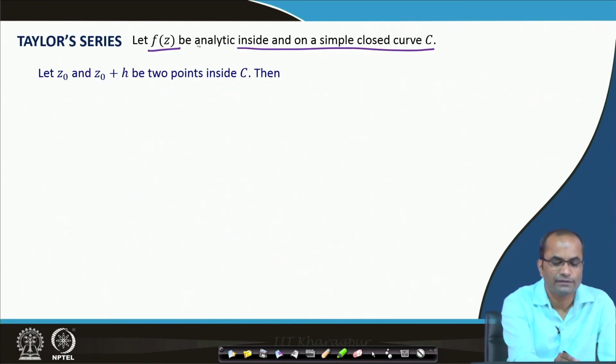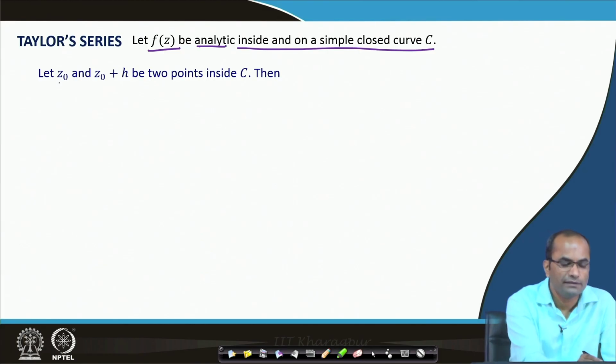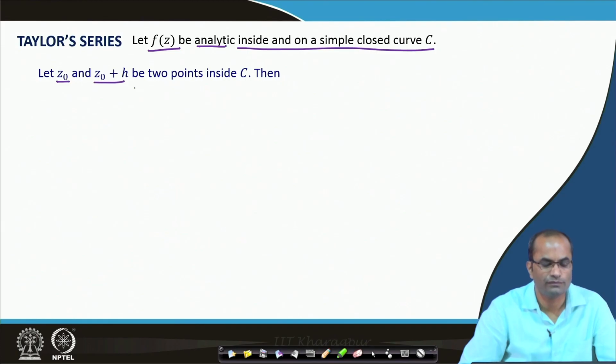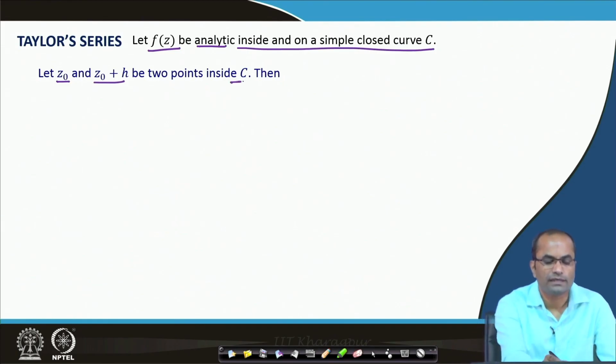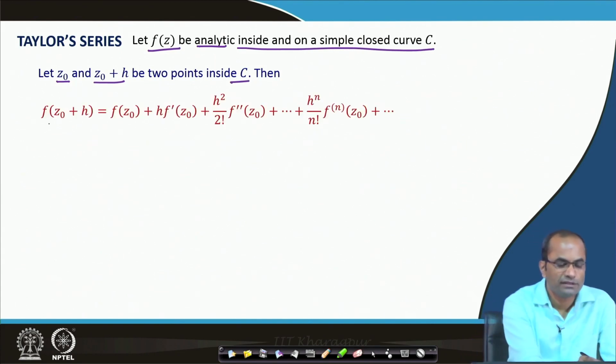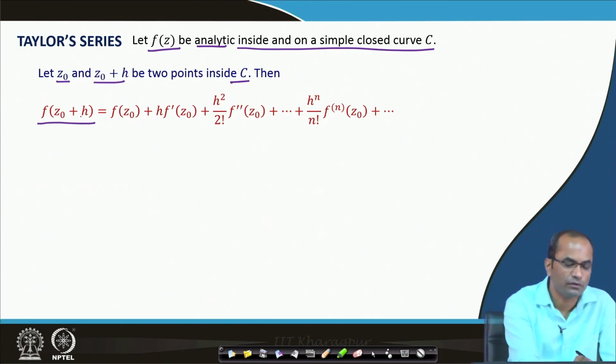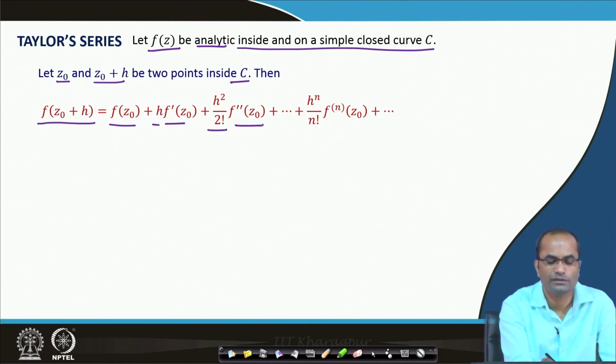So, now again this f(z) is analytic inside and on a simple closed curve C, and then we take 2 points z0 and z0 plus h, maybe in the neighborhood of this z0, the 2 points inside the C, where the function is analytic. Then we have this expansion that the value of f at z0 plus this h, which could be a complex number of course, can be written as f(z0), h times the first derivative of f, h square by 2 times the second derivative f prime, and so on.